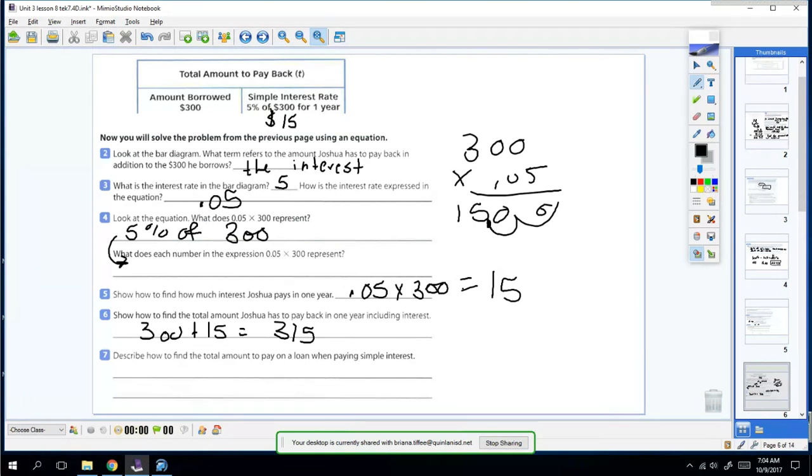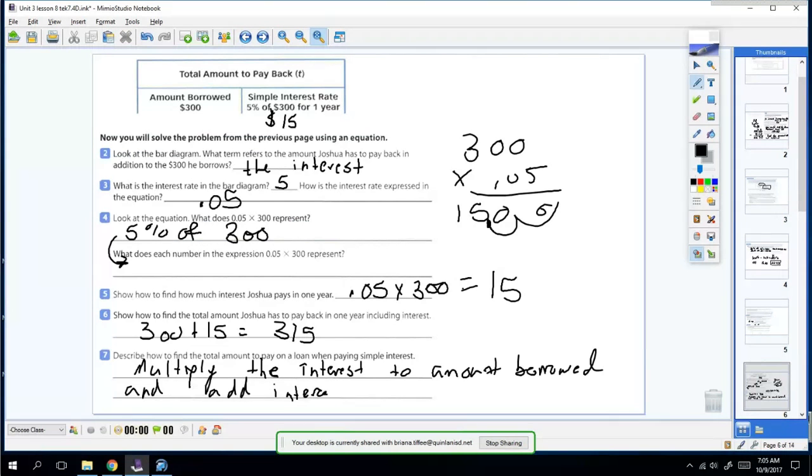So describe how to find the total amount to pay on a loan when paying simple interest. Okay. Well, you would multiply the interest rate, or let's say interest, to amount borrowed. And then add interest. Oh, yeah, we need to say rate so you understand that's the percent. Then add interest to borrowed money to find total. All right, let's try another problem.